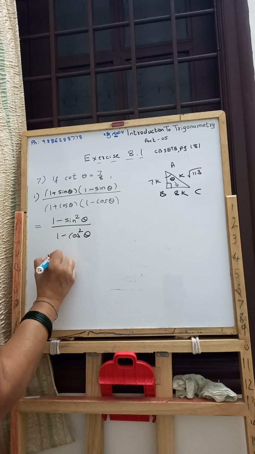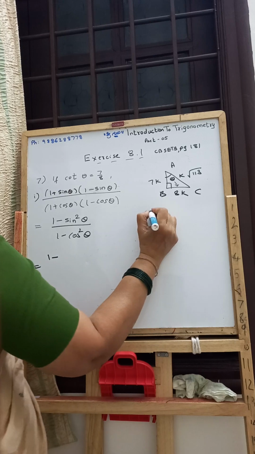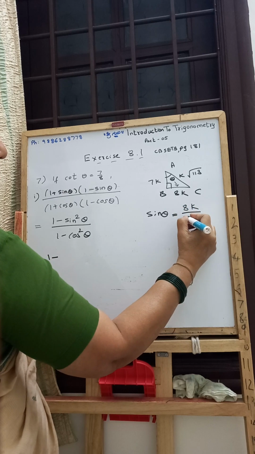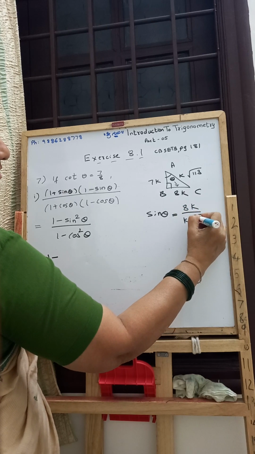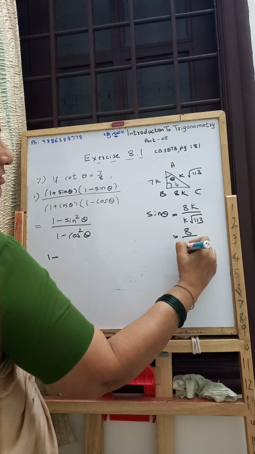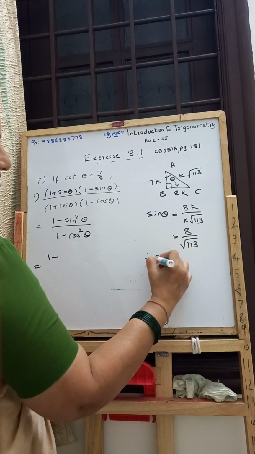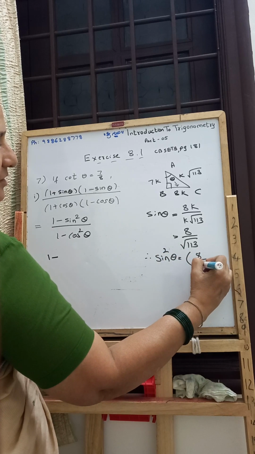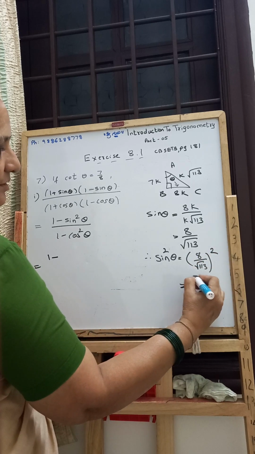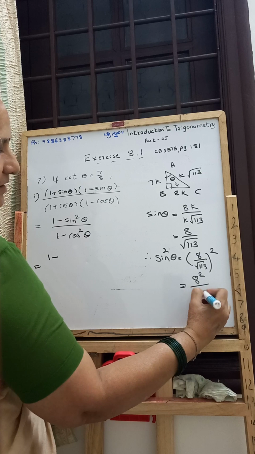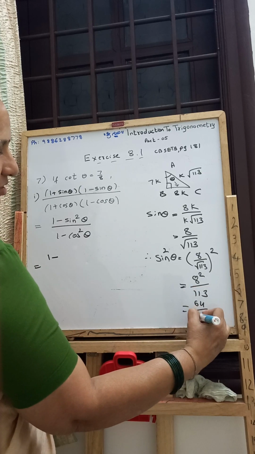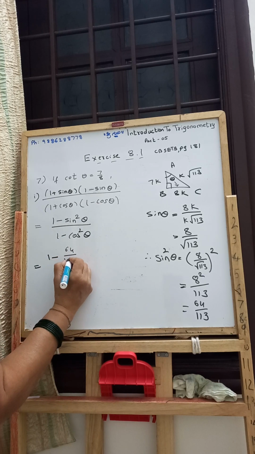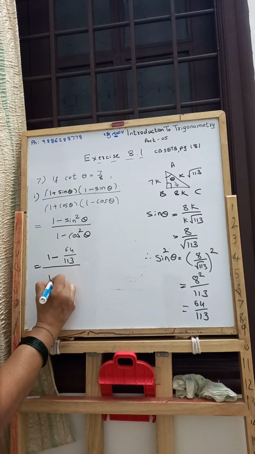This is equal to 1 minus, what is sin theta? We will find sin theta is equal to opposite side 8K upon hypotenuse, K into root 113. This is equal to 8 upon root 113. Therefore, sin square theta is equal to square of 8 upon root 113 bracket square. This is equal to 8 square upon 113. That is 64 upon 113. Therefore, it is 1 minus 64 upon 113. This divided by 1 minus.